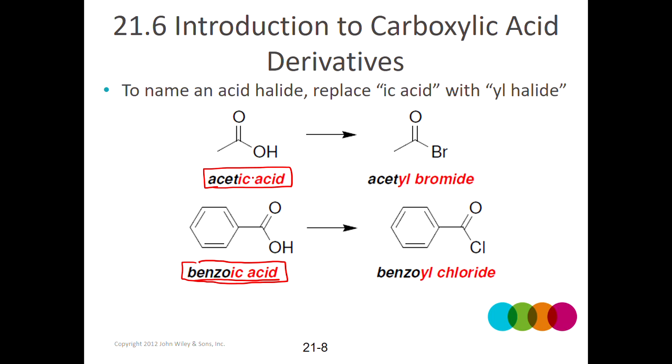But if I want to convert the carboxylic acid into an acid chloride or an acid bromide, in terms of the nomenclature or naming, I have to change the suffix from ic acid to yl bromide. So acetic acid becomes acetyl bromide, benzoic acid becomes benzoyl bromide. So, that's the rules for naming carboxylic acid halides.